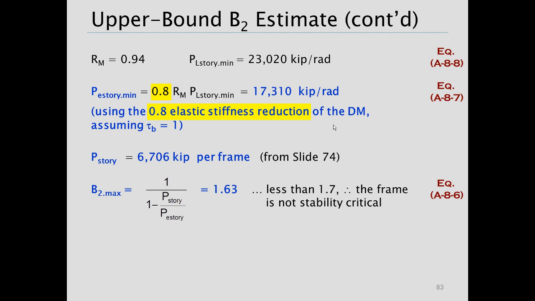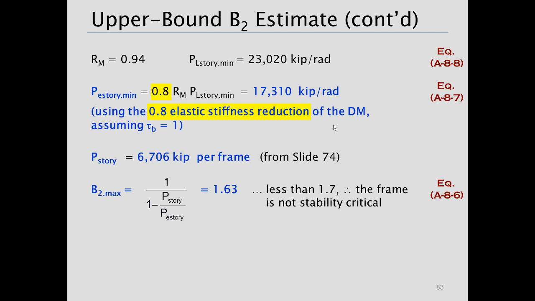Now we're assuming tau of 1. We'll need to check that once we get our column designs, but what we're going to find for this frame is the column loads are well within the limit of 0.5 P sub y for the P sub u, so below that we can take tau equals 1. Our P story is 6706 per frame from slide 74. Now this is not accounting for any live load reduction effects. We could do that live load reduction calculation, but in the interest of simplicity here for the moment frames, I'm not showing it. So in this particular case, if we put everything together, we've got a B2 max of 1.63. That's less than 1.7, so our frame is not stability critical. If we were greater than 1.7, we would be required to calculate a notional lateral load or an out of plumbness effect and include that in addition to the lateral load from the earthquake.